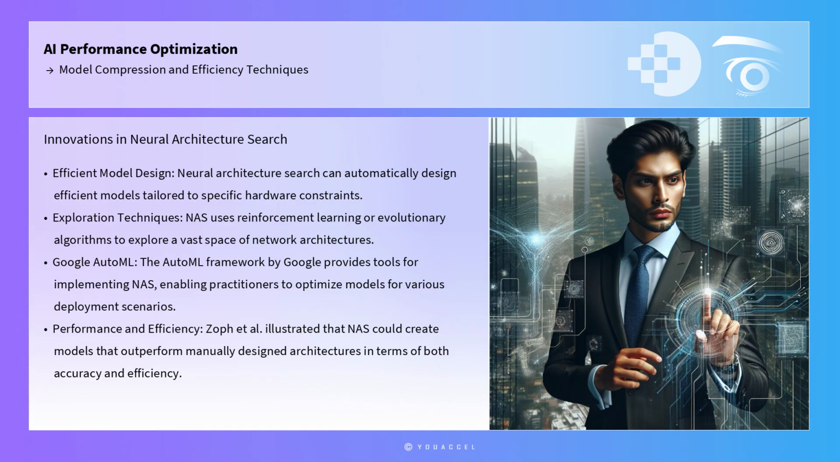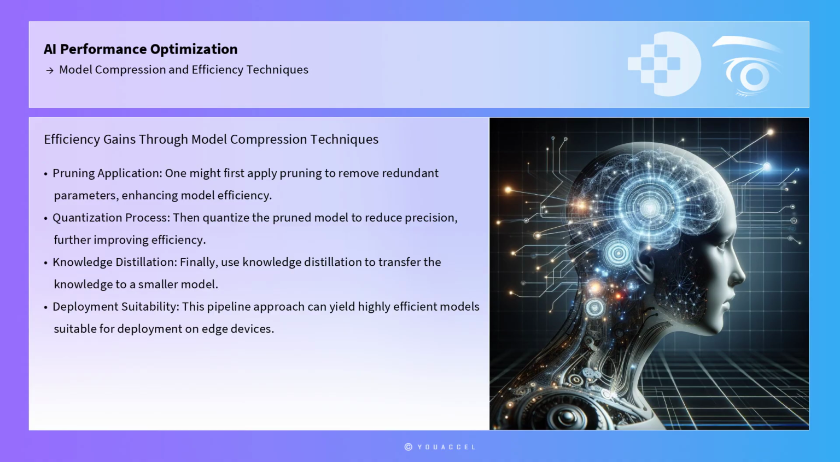efficiency. The combination of these model compression techniques can lead to even greater efficiency gains. For example, one might first apply pruning to remove redundant parameters, then quantize the pruned model to reduce precision, and finally use knowledge distillation to transfer the knowledge to a smaller model. This pipeline approach can yield highly efficient models suitable for deployment on edge devices.